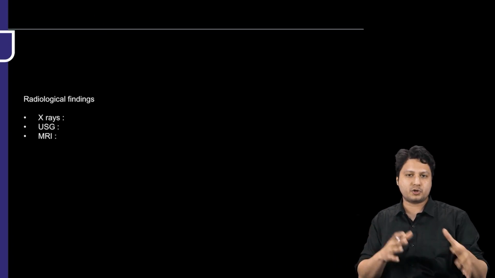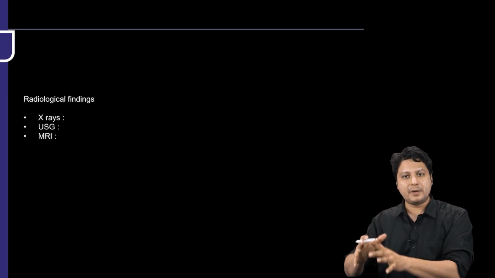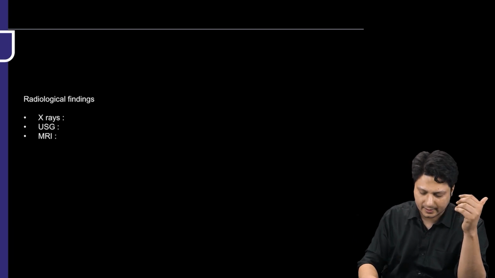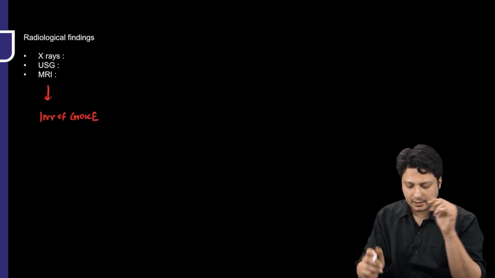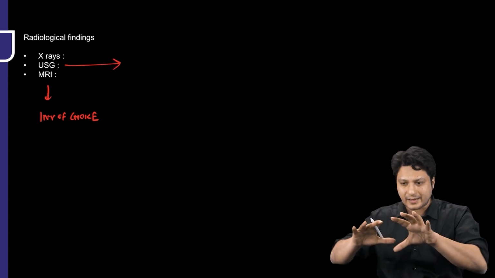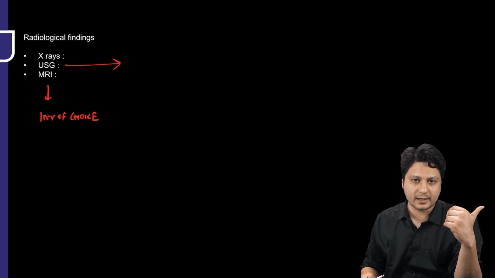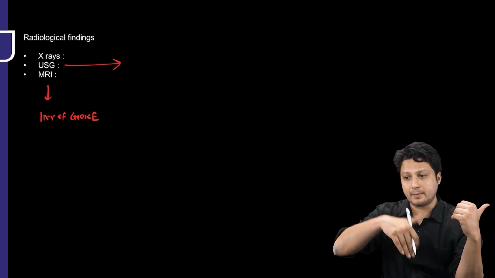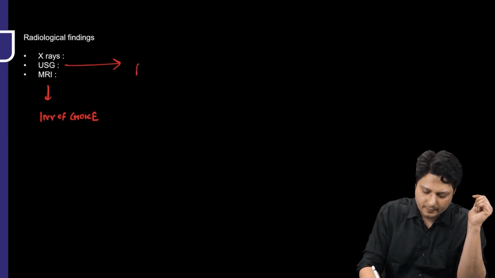Remember, whenever a child comes to you and you are suspecting acute osteomyelitis, then instead of jumping on to the investigation of choice, that is MRI, you have to go with the USG in order to localize the abscess, to see the loculations, that is, where exactly the abscess is located and what should be your approach in the management of that abscess. So a preceding investigation is always the USG for localization of the abscess.